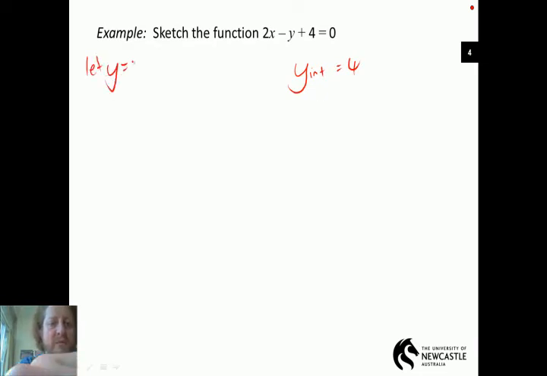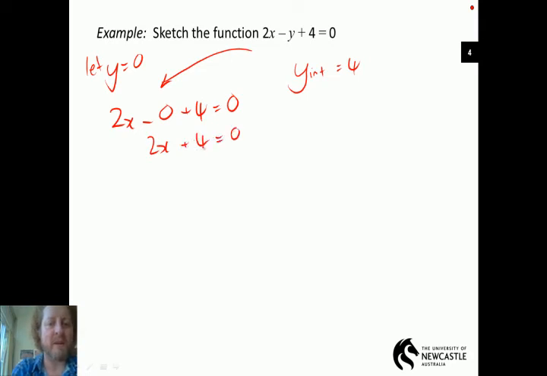Now let y equals 0 to find the x-intercept. If y equals 0, I'm going to rewrite this equation: 2x minus, instead of y, I'm going to write 0, plus 4 equals 0. Minus 0 doesn't do anything. It's still 2x plus 4 equals 0. Get rid of this 4 by taking 4 away, because my aim is to get the x by itself. So I'm going to get rid of the 4, then I'm going to get rid of the 2. That gives me 2x equals 0 minus 4, which is minus 4.